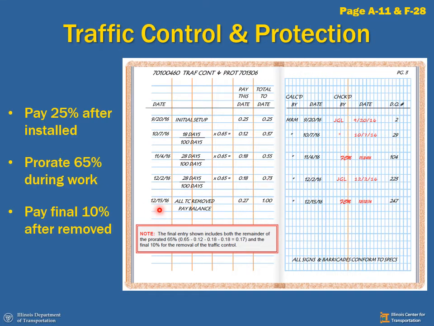Here on the last entry, all the traffic control is removed. The work is done. I can pay the balance that's due. And if I do my subtraction right, 0.27 plus 0.73 equals one lump sum. So on the last payment, they're going to get 0.27. If this number had been 0.9, this last one would be 0.1.